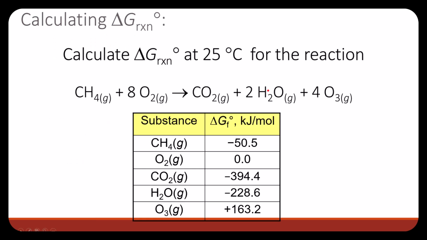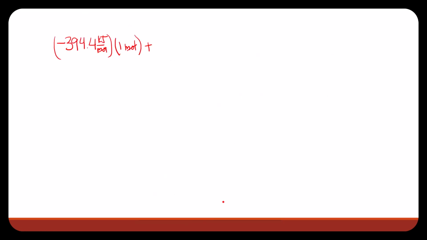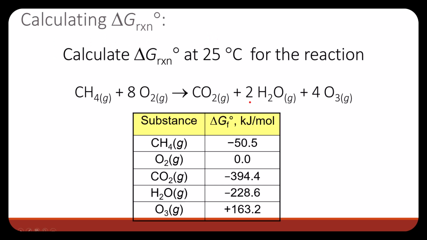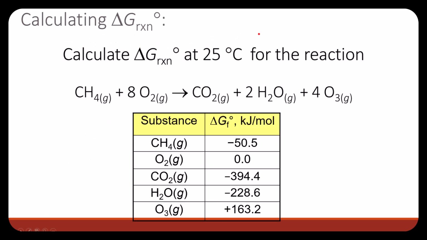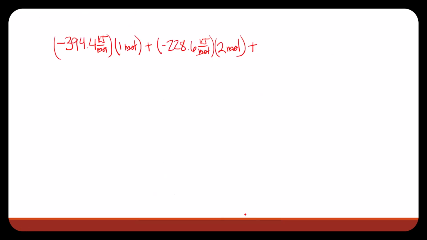So the next one is water. So water is negative 228.6 kilojoules per mole. And then we have to take into account how many moles we're making. So we're producing 2 moles in this chemical reaction. So this is the value for 1 mole, but we're making 2. Let's multiply by 2. And then lastly, we're going to add that to ozone. So ozone has a positive, so it's positive 163.2.